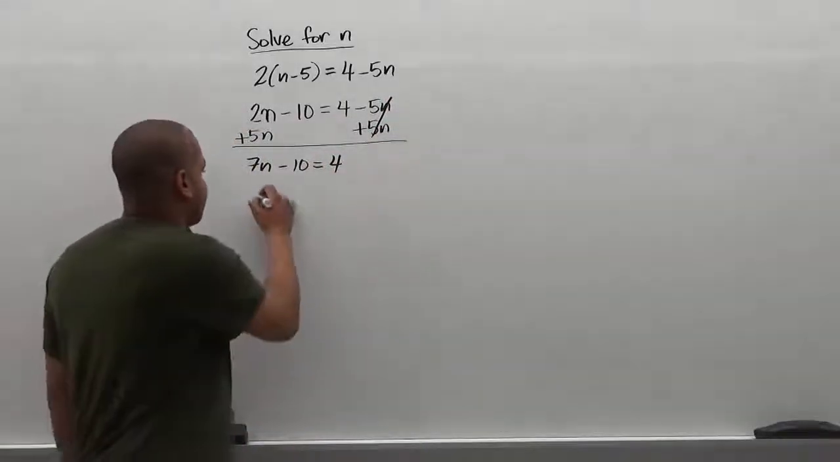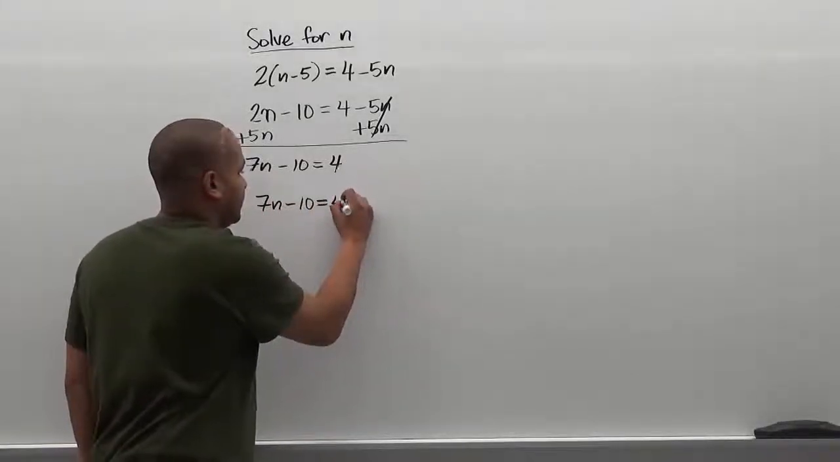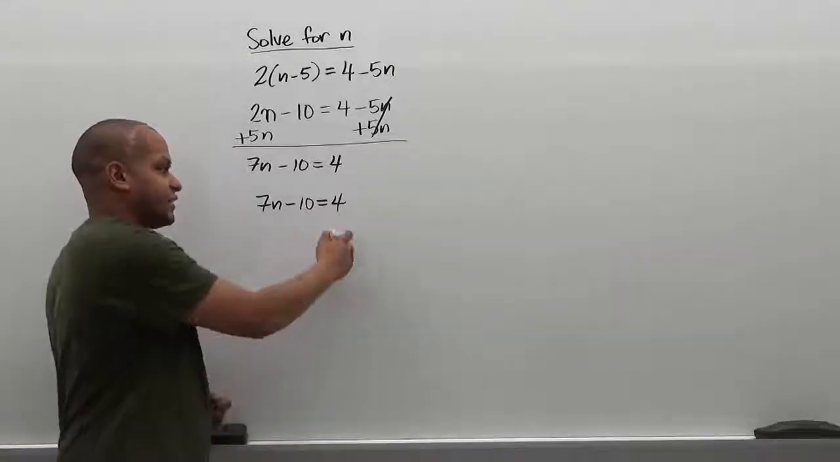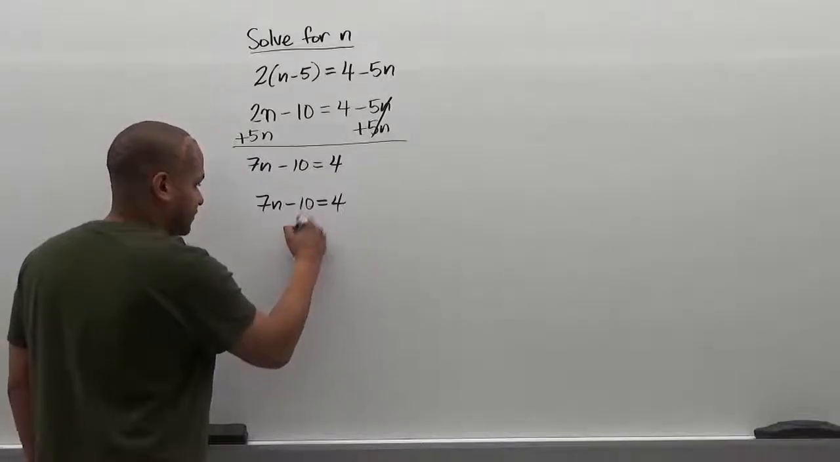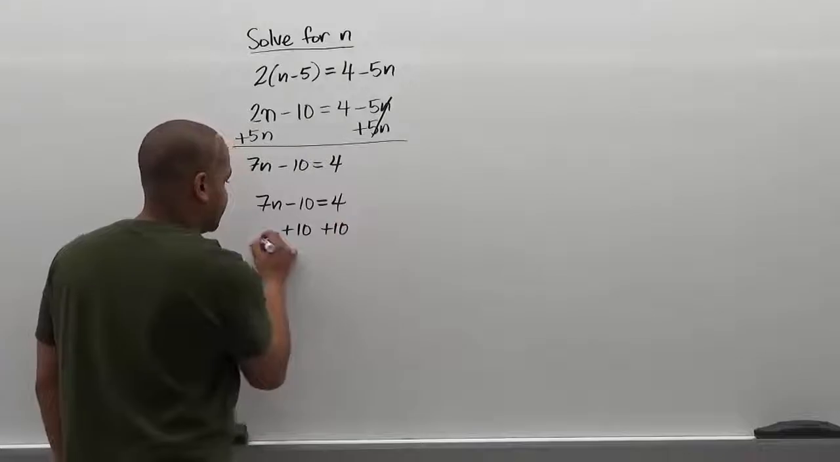Now, in this next step, we're going to do the same thing of transposition with the negative 10. We're going to transpose the negative 10 to the right side of the equation by adding 10 to both sides using the additive inverse. The opposite value of negative 10 is positive 10. And we're going to add 10 to both sides of the equation like so.